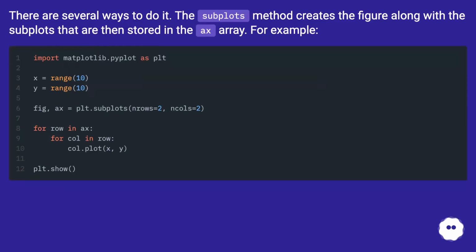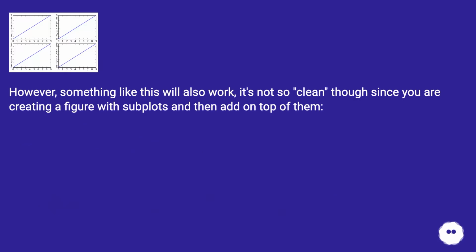There are several ways to do it. The subplots method creates the figure along with the subplots that are then stored in the ax array. For example, however, something like this will also work. It's not so clean, though, since you are creating a figure with subplots and then adding on top of them.